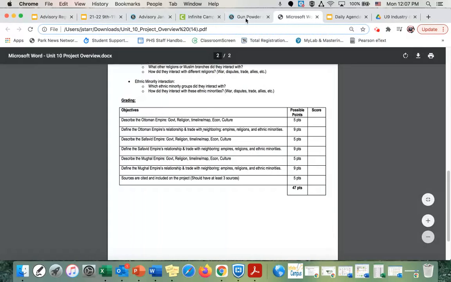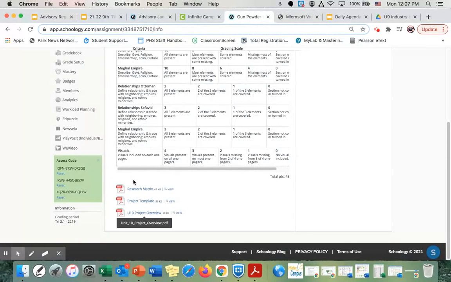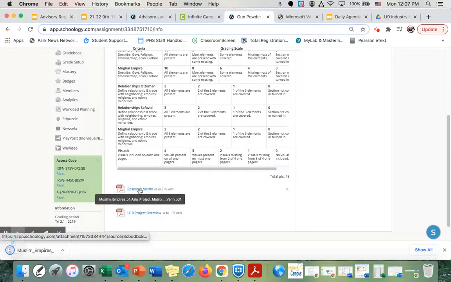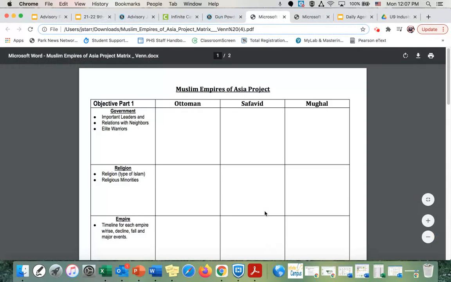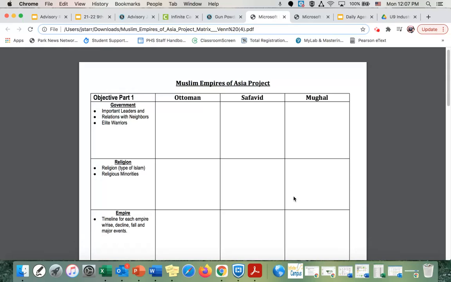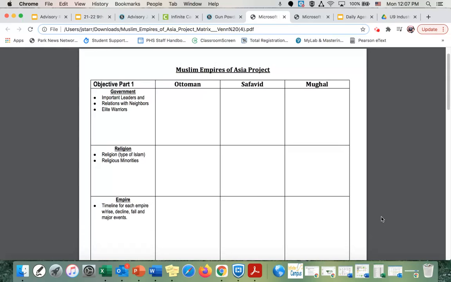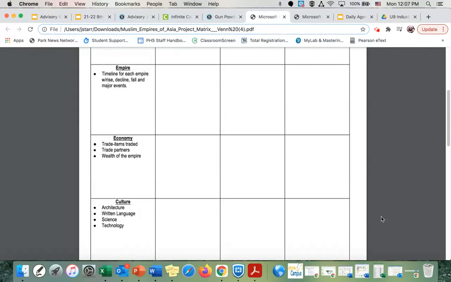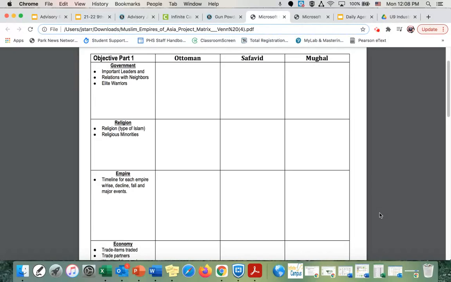Okay. So we're going to go back real quick to the Gunpowder's overview assignment here. We've got two other things to look at here. First off, we've got the project template. We've also got the research matrix. When you start doing your research, you're going to use this research matrix to organize things. And so here, if you take a look, we've got objective number 1, and you've got the government, religion, empire, economy, and culture. You're going to find all the information you need there and just jot it down into each of those areas.